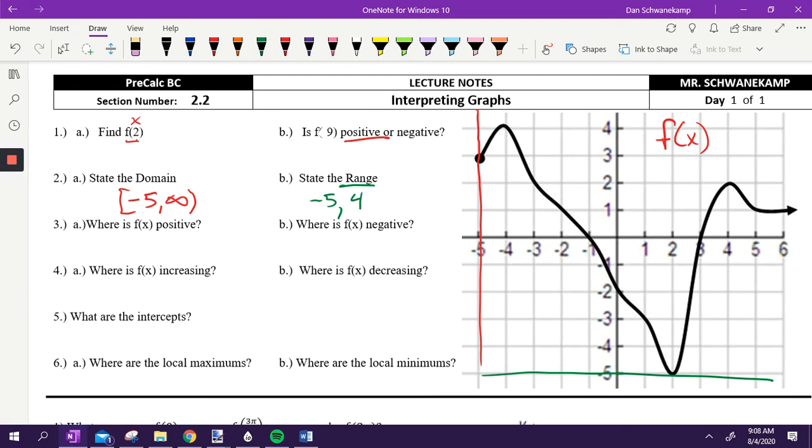At -5, did I actually use that value? Bracket, because I used that y value, and at 4, I used that y value. It's a bracket, -5 to 4. Everybody good so far?